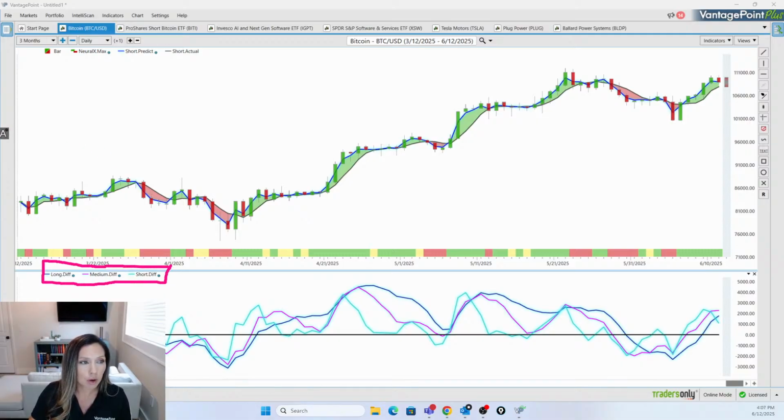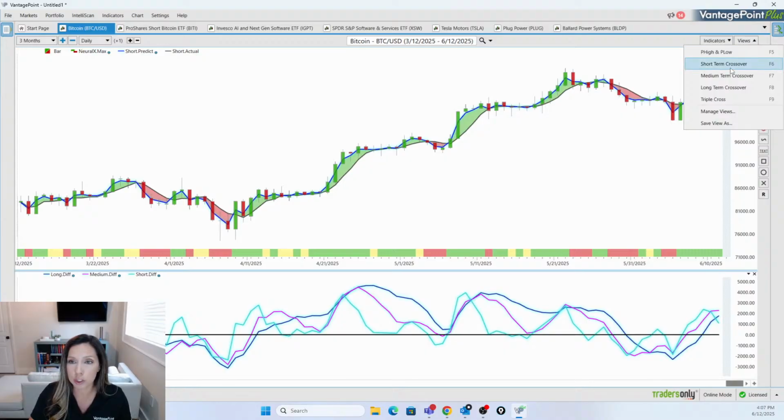Now, you can see my crossover did change slightly, and this is a way for each trader to customize their individual trade strategy. Every trader is a little bit different, right? No one trader is going to look at a chart and say exactly the same thing. And that's good. We want you guys to be individual traders and do what works best for you. And that's why VantagePoint is very, very customizable as well.